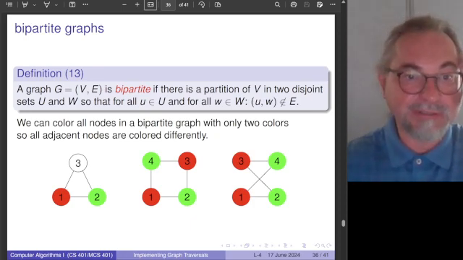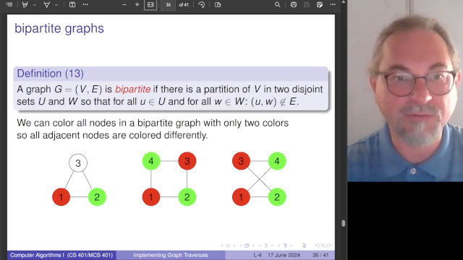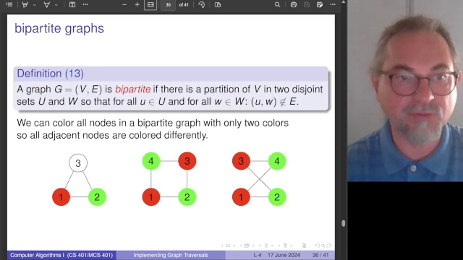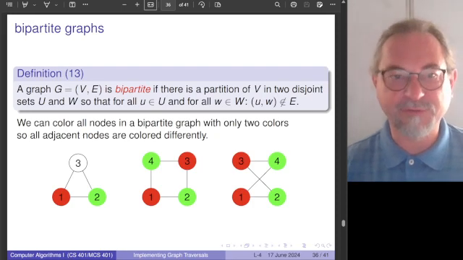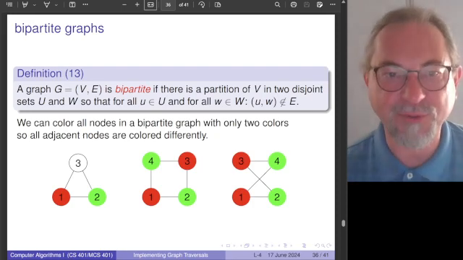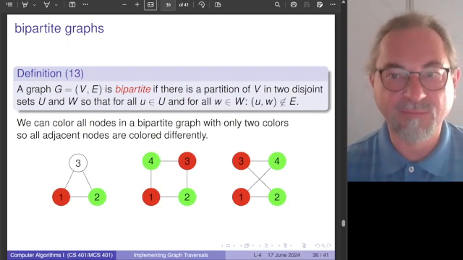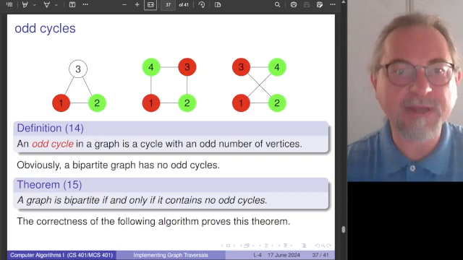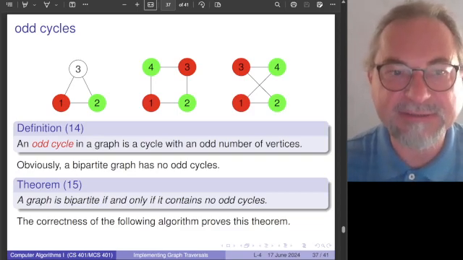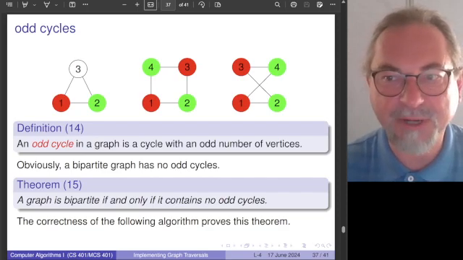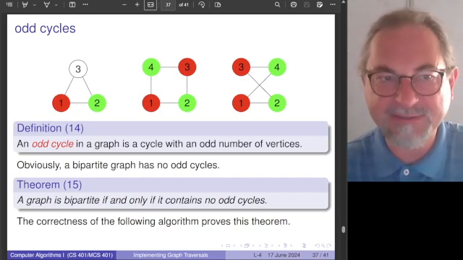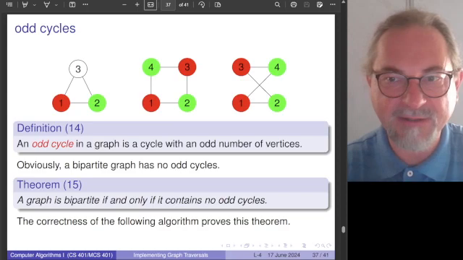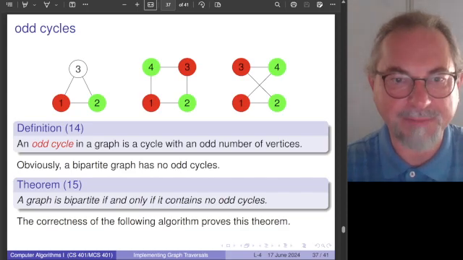Okay, the definition states this formally. So we split the set V into sets U and W. And for all little u's, all vertices in U, and all vertices w in the big W, we have no edge. Okay, what now characterizes a graph that is bipartite? Well, actually, we can say it in the opposite way.